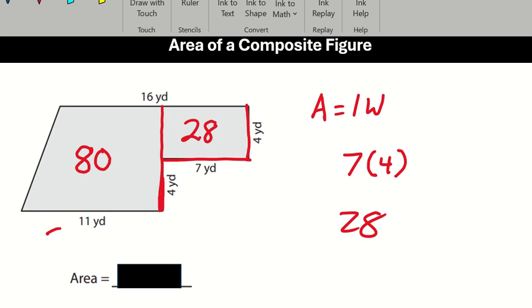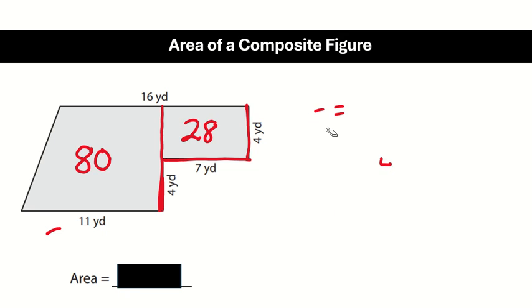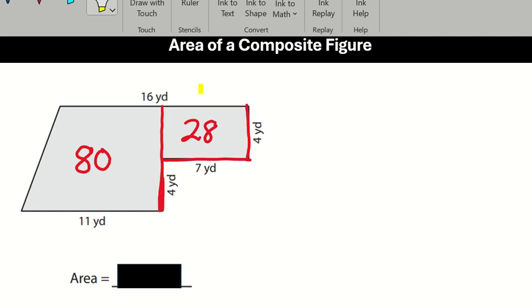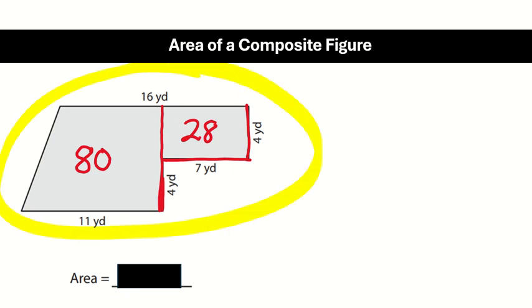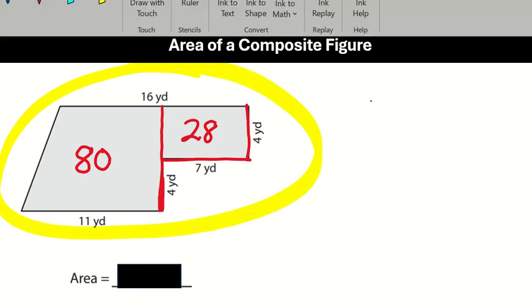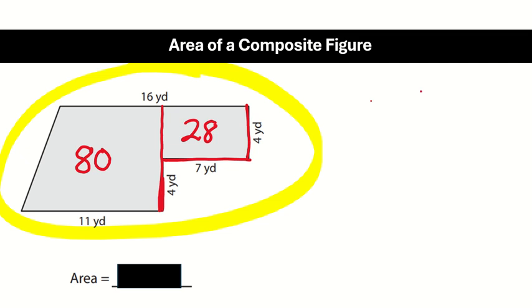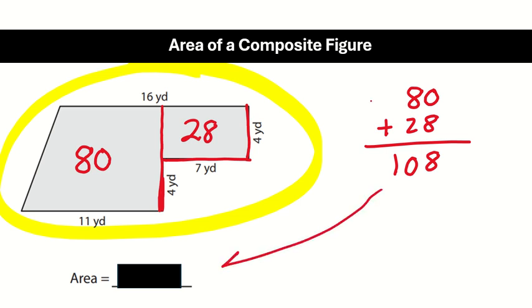Now, remember, I want to find the area of the entire shape, not just those individual shapes. We want to know what the area of this entire shape is. And to figure that out, all we have to do is add 80, which was the area of our trapezoid, plus 28, which is the area of our rectangle. 8 plus nothing is 8. 8 plus 2 is 10, which means that if we've done our calculations correctly, the area should be 108 yards squared.